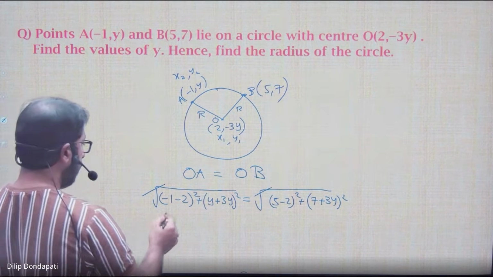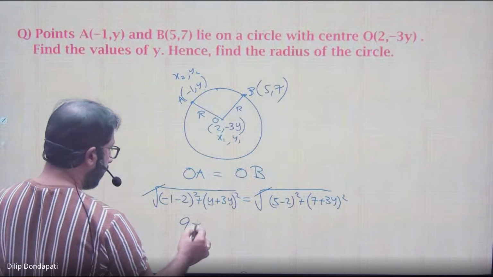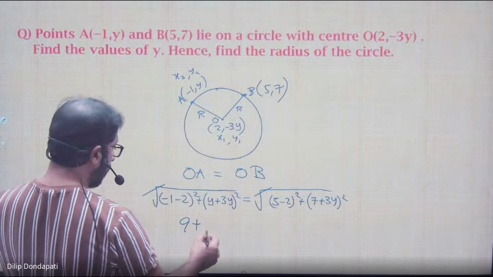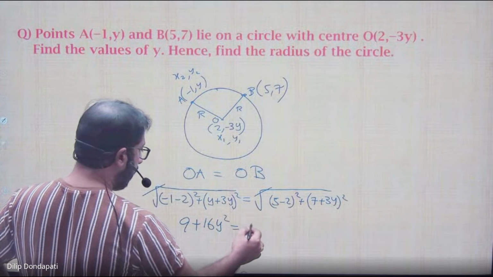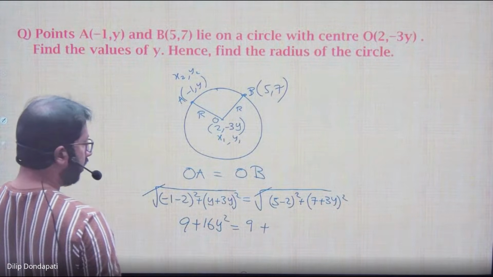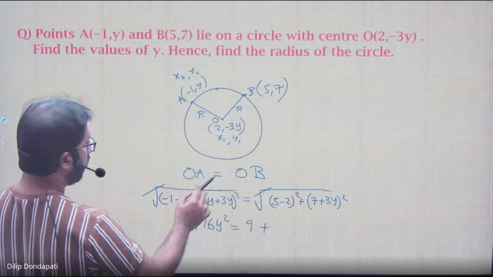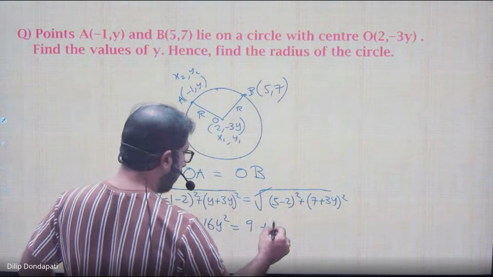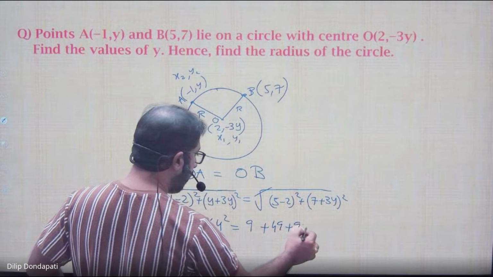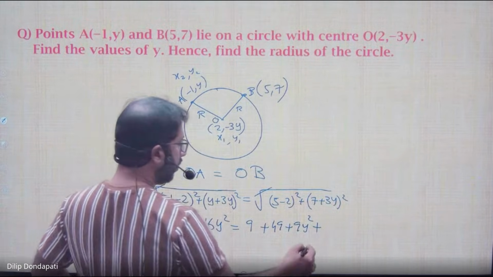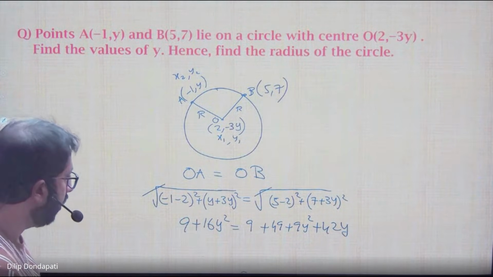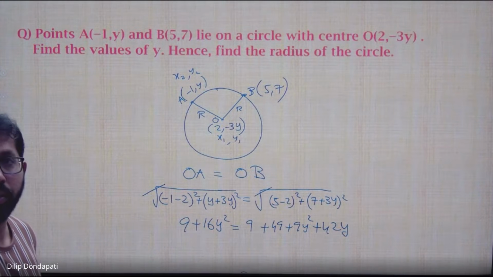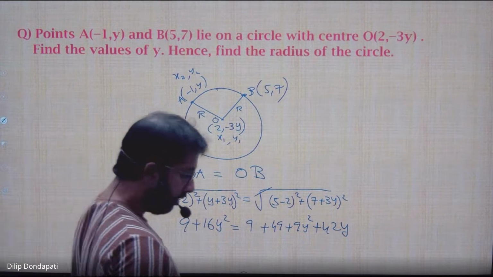(-3) whole square is 9 plus 4y whole square is 16y square is equal to 9 plus... Is this y only or y comma? Okay, a square plus b square plus 2ab, 14 into 3 is 42y. Now bring all one side and solve. You'll get a degree 2 equation, and by splitting the middle term you'll get a quadratic equation. What is the answer for y? So I got 7 and -1.